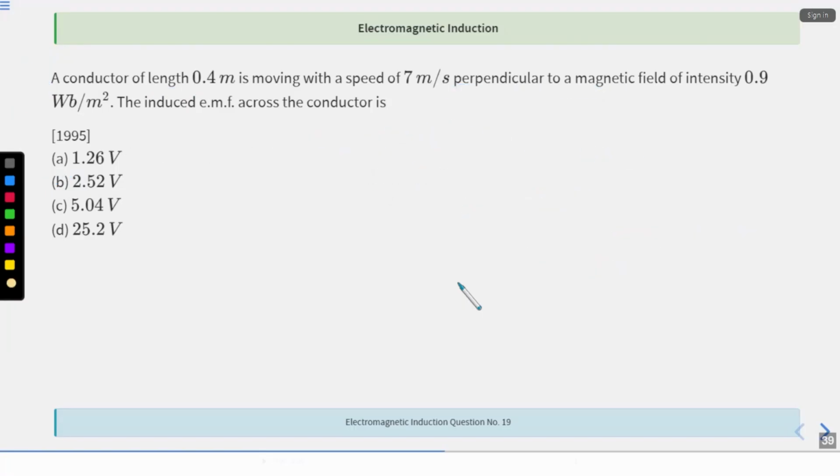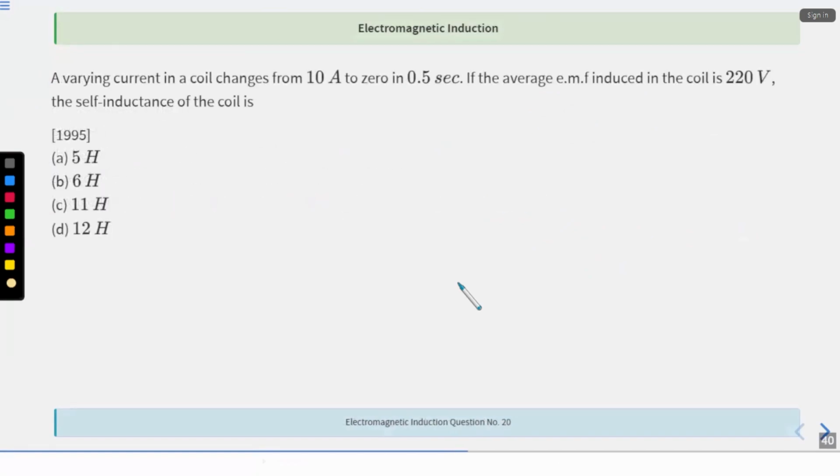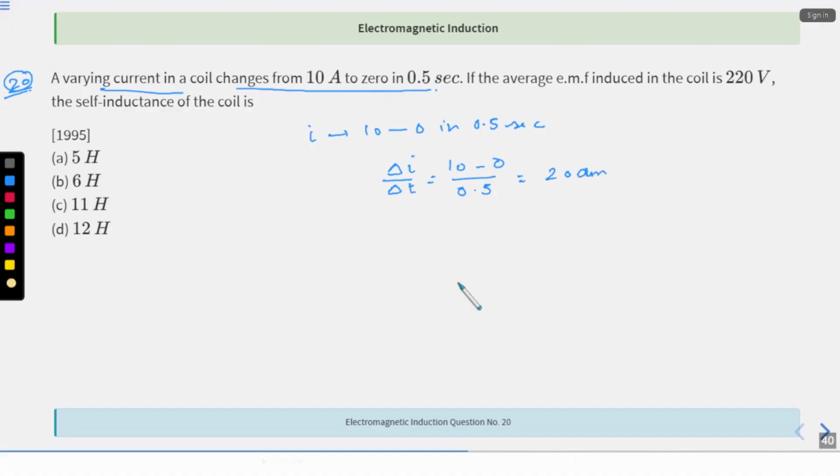So moving on to the next one. Number 20. Varying current in a coil changes from 10 ampere to 0 in 0.5 seconds. So from here I can calculate delta I by delta t, which is 10 minus 0 by 0.5, that is 20 amperes per second. If the average EMF induced in the coil is 220 volts, then what will be the self-inductance of the coil?